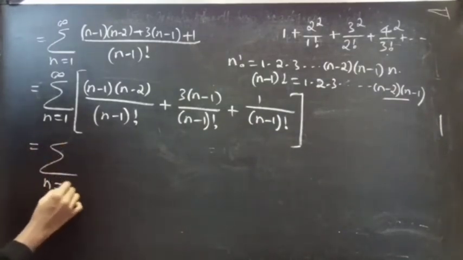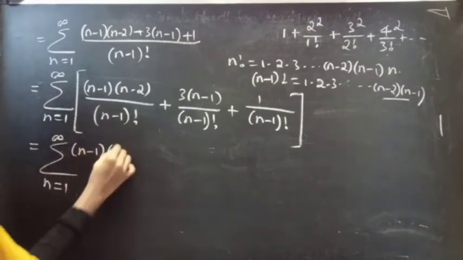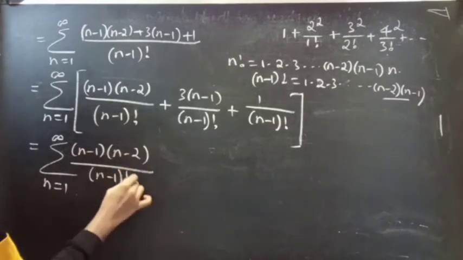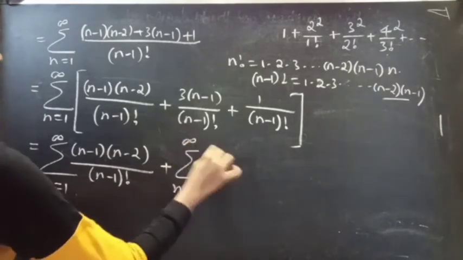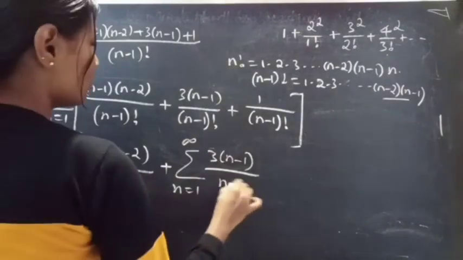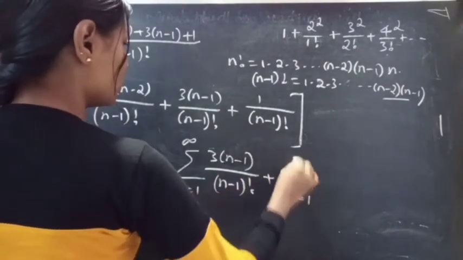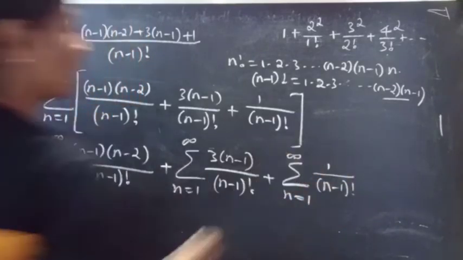So you would write it as summation n equals to 1 to infinity n minus 1 into n minus 2 by n minus 1 factorial, plus summation n equals to 1 to infinity 3 into n minus 1 by n minus 1 factorial, plus summation n equals to 1 to infinity 1 by n minus 1 factorial.